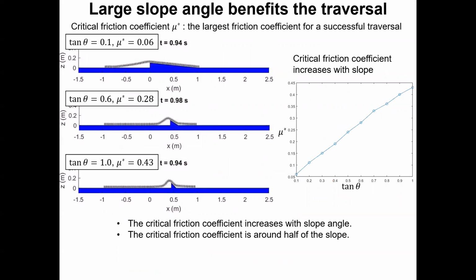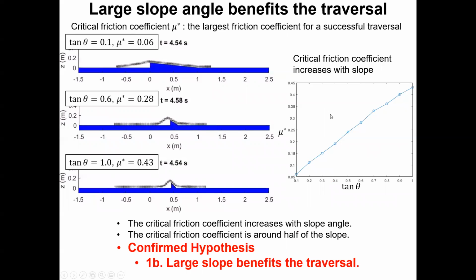Here we vary the slope angle and keep the wedge height constant. With a larger slope angle, the snake can traverse under a larger friction coefficient. The right figure shows the critical friction coefficient increases with the slope. This confirms our hypothesis that large slope benefits the traversal. We also found that the critical friction coefficient is well below the slope, mostly around half of it across different slopes.